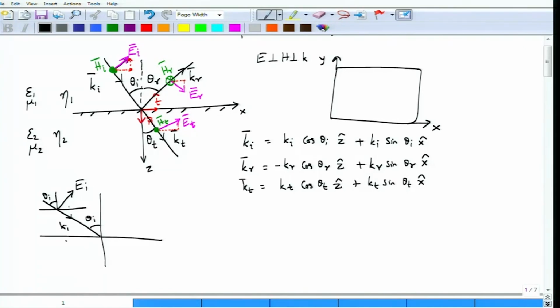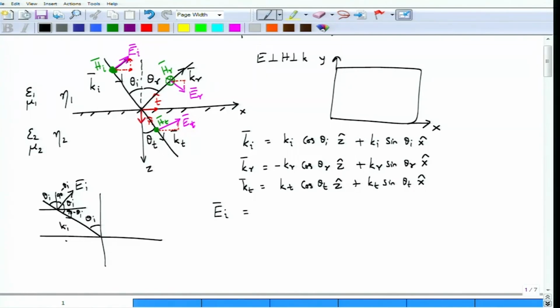So if this is theta I, I already know that this k and E must be 90 degrees apart, therefore this must be 90 minus theta I, right. I also know that these two are 90 degrees, so therefore this must be theta I and this must be 90 minus theta I, right. So these are the different angles that I have obtained for Ei, and I can use these angles to write down the expression for Ei. So let me write down the incident electric field Ei.